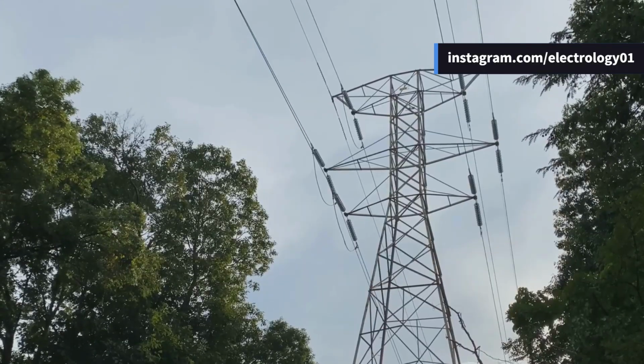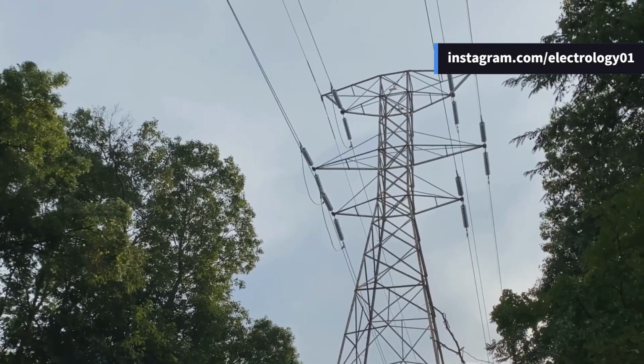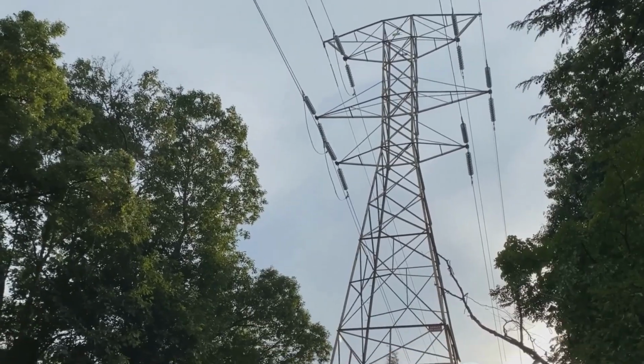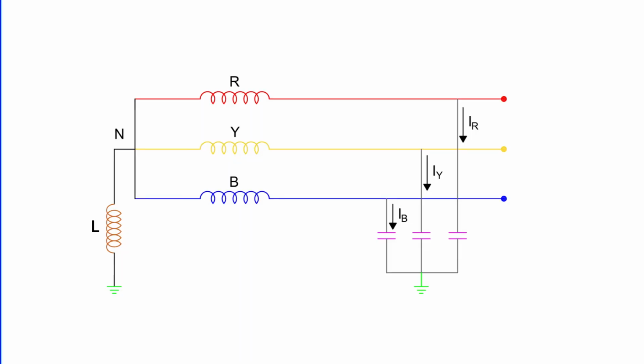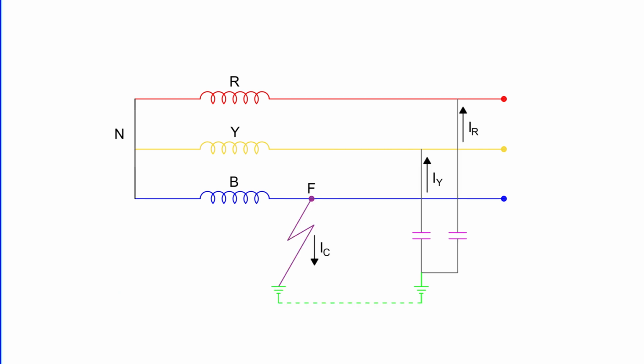In today's video, we'll understand a very important and effective solution to the problem of arcing ground, and that is arc suppression coil grounding, also known as resonant grounding or Peterson coil grounding. Let's get started.